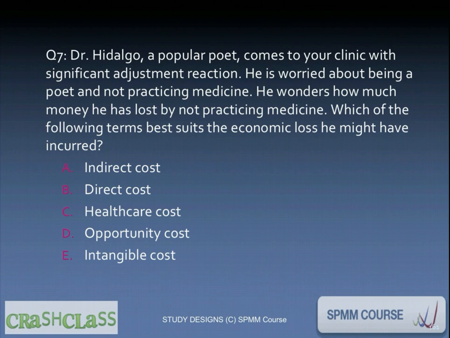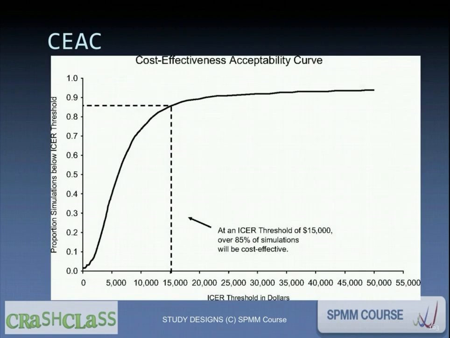Indirect cost, direct cost, healthcare cost, opportunity cost, intangible cost? So the answer for this is opportunity cost. This is the cost of not doing the second alternative, the second best alternative that you have in your list of things to do. Okay, so at this time I also want to introduce you to something called CEAC, Cost Effectiveness Acceptability Curve.